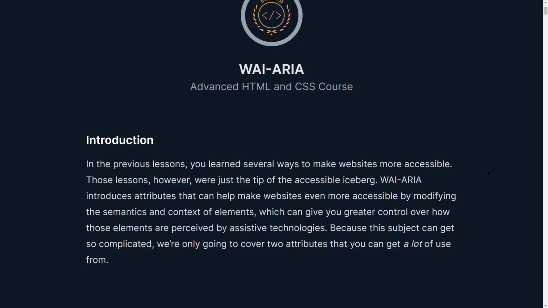Introduction. In the previous lessons, you learned several ways to make websites more accessible. Those lessons, however, were just the tip of the accessible iceberg. WAI-ARIA introduces attributes that can help make websites even more accessible by modifying the semantics and context of elements, which can give you greater control over how those elements are perceived by assistive technologies. Because this subject can get so complicated, we are only going to cover two attributes that you can get a lot of use from.